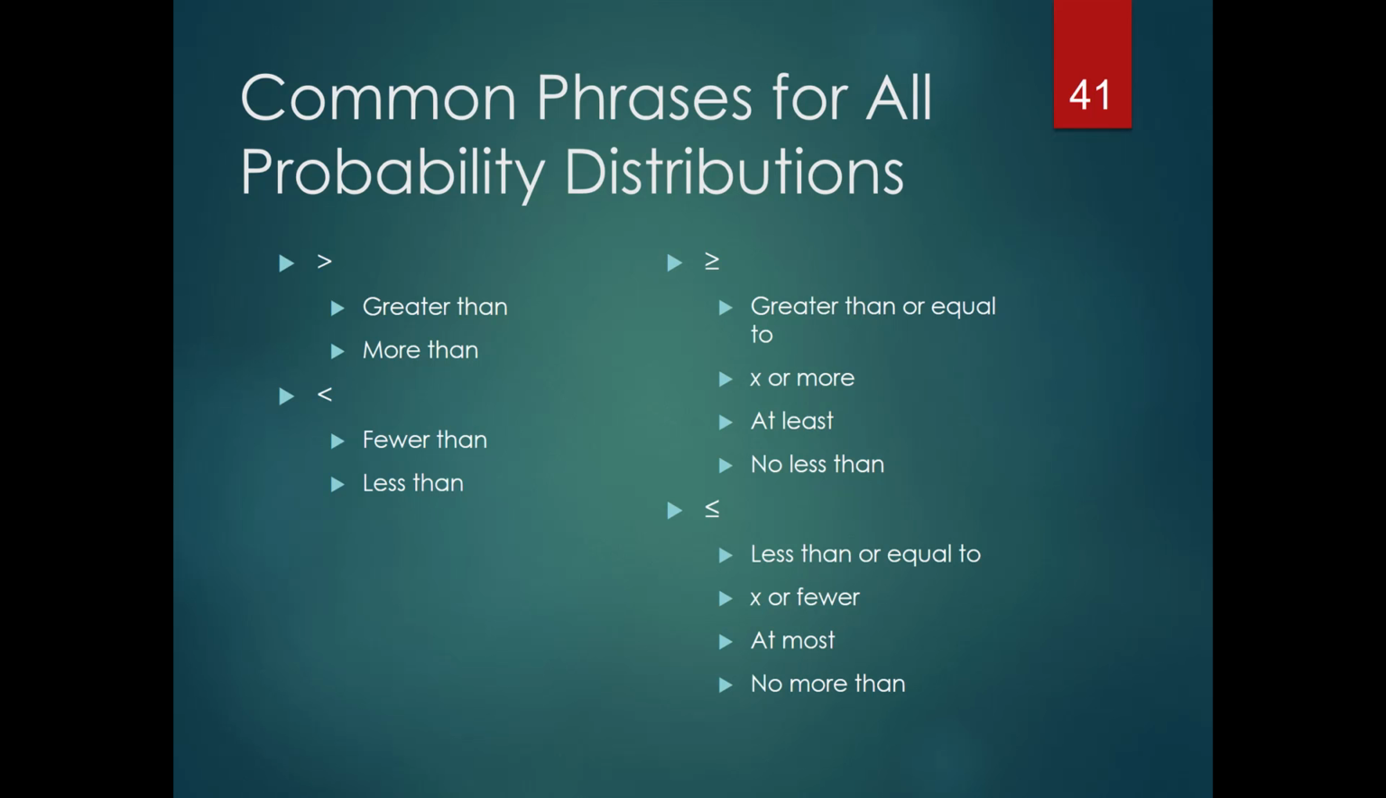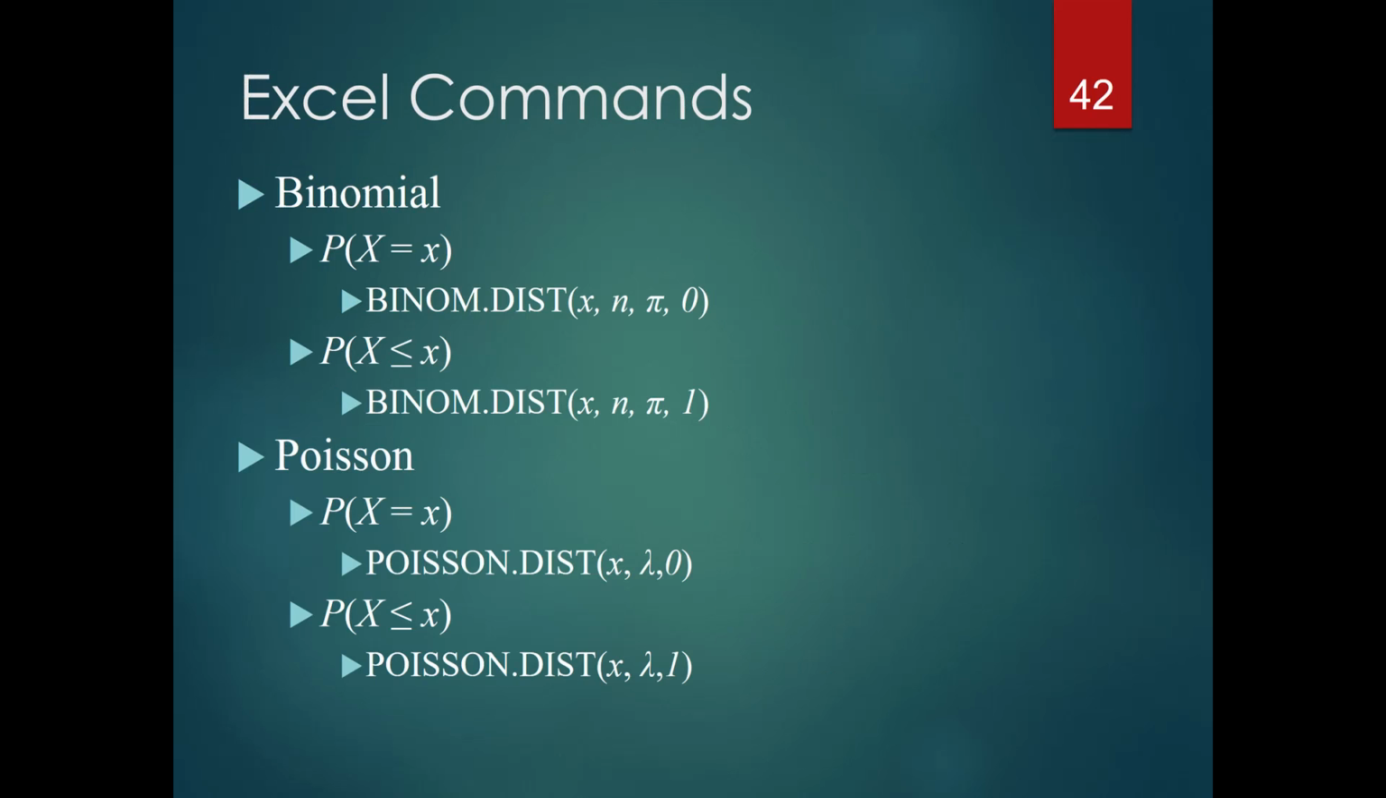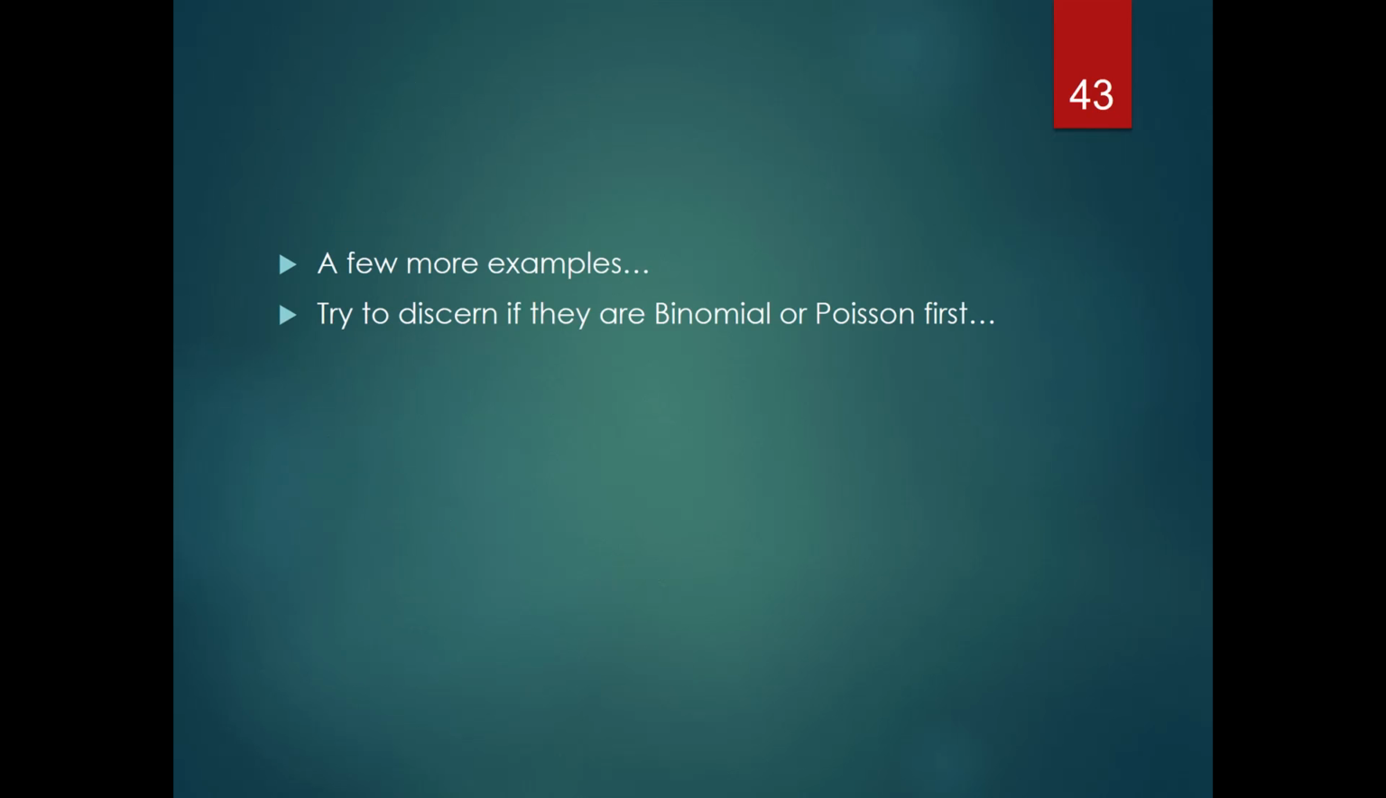Okay, so I've run through some problems. Here are some common phrases. Sometimes it can be confusing what type of problem it is. So if you see something like X or more, or at least 5, no less than 6, that's a greater than or equal to problem. Things like X or fewer, or at most, or no more than, that's a less than or equal to problem. So that's there in the slides for your reference, as well as the Excel commands that we've gone through in this chapter.